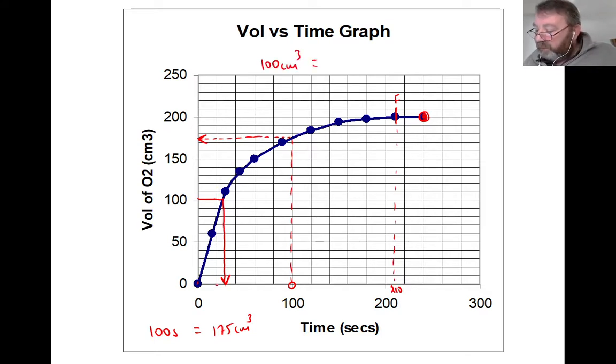It took 20, 40, 60. So it took, that's 20, isn't it? So 30 seconds. 20, 40, 60, 80, 100. Yeah, so each box is 20. So it took me exactly 30 seconds to get 100 centimeters cubed.